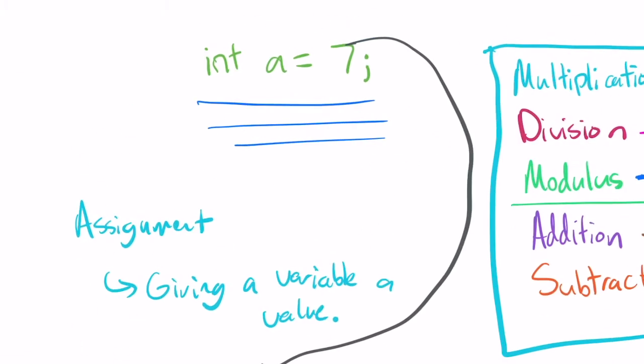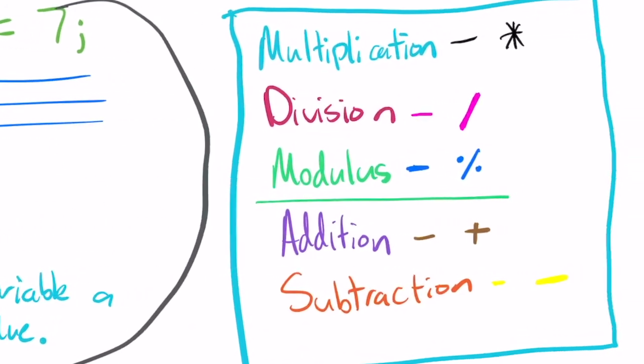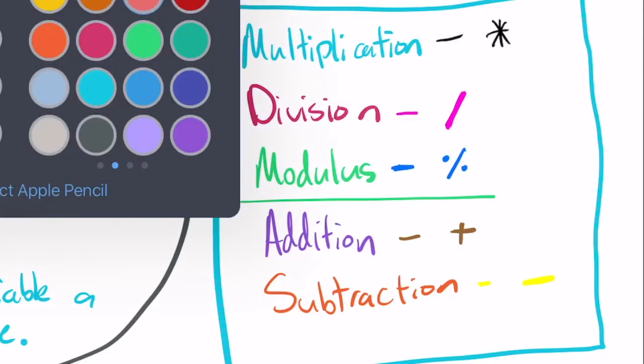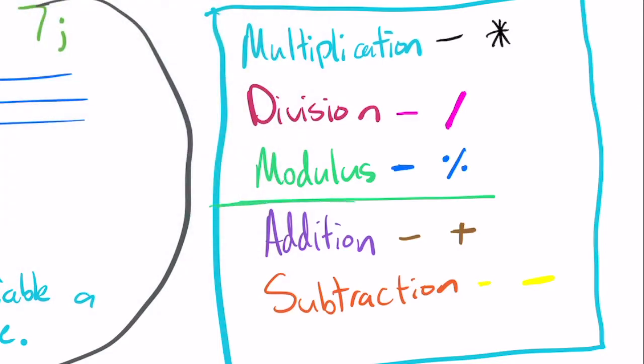There's actually a specific order in which I wrote these, and there's a reason there's a line over here. Similar to algebra, there's an order of operations. First, the first precedence is multiplication, division, and modulus.